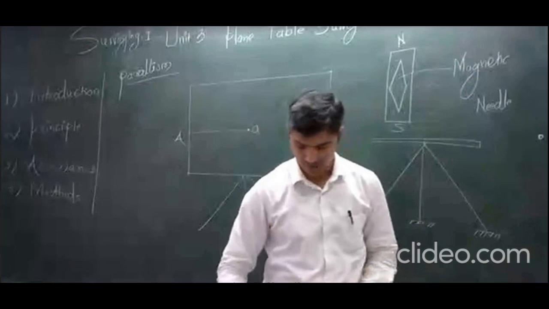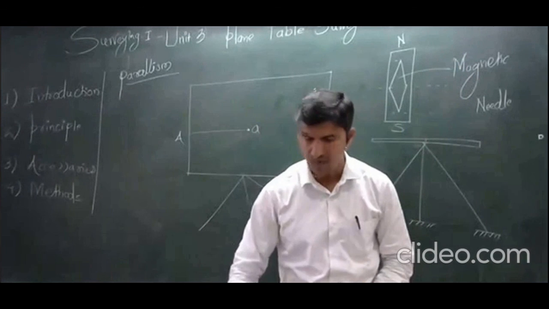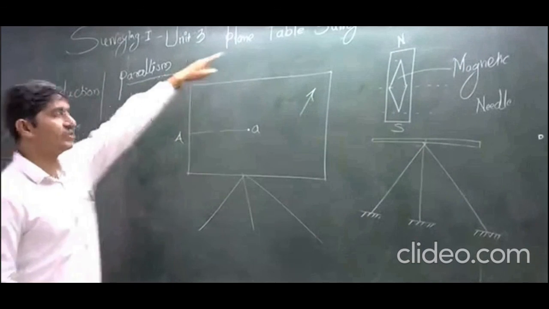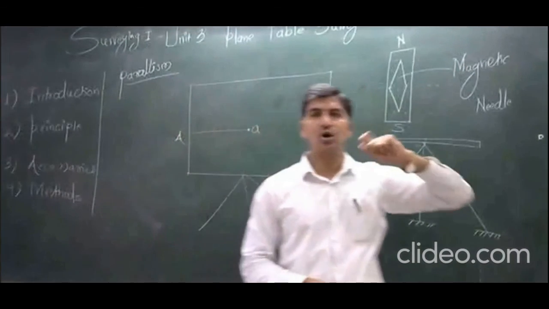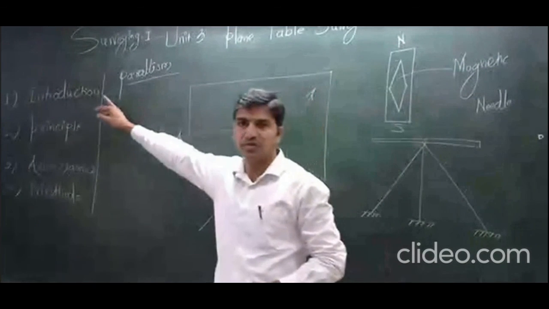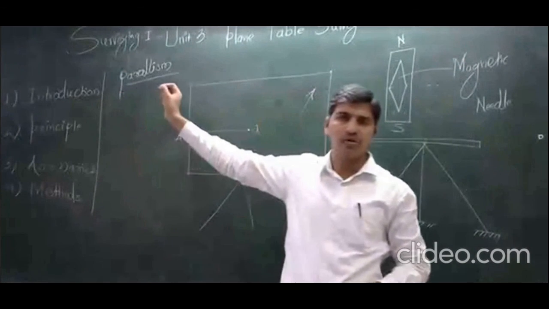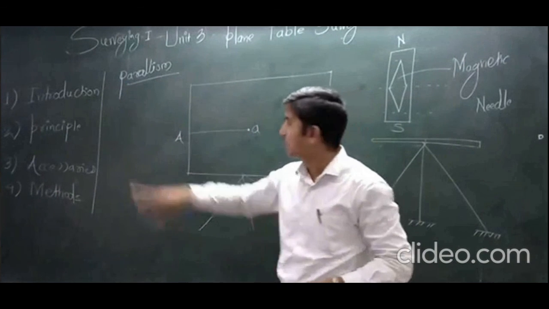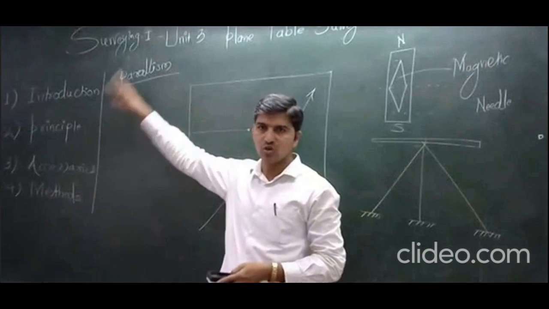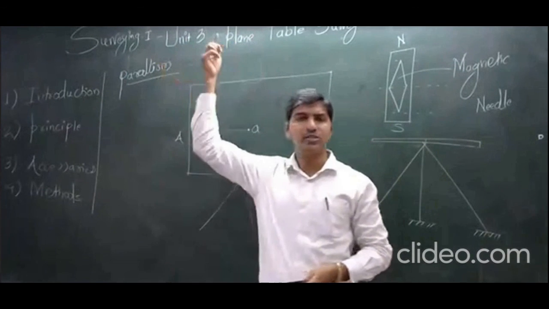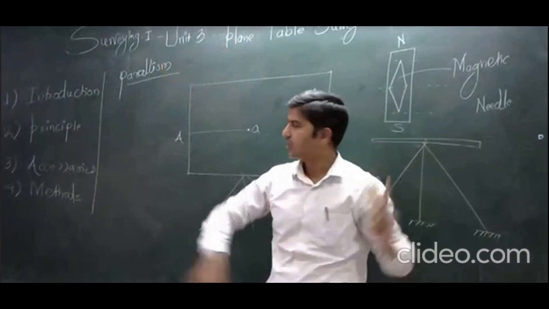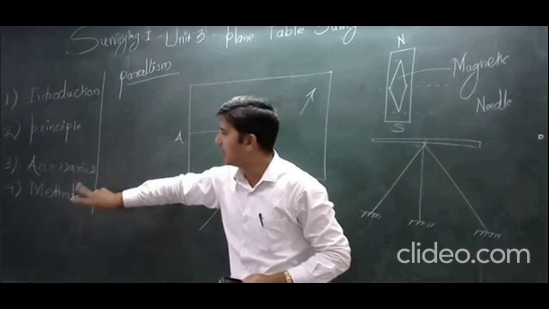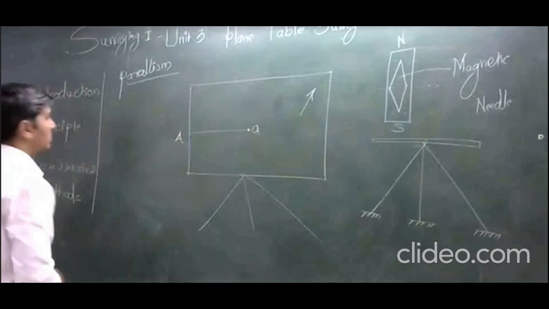Okay, so I'll stop for today's lecture. Today we have started with number 3, which is plane table survey. You will focus on four points. First is the introduction: why we are going through the plane table, and what the advantages of plane table are. Second is the principle behind the plane table, which is called parallelism, and how it is achieved by using the orientation method. Then we will see the accessories included in the plane table and the methods of plane table.